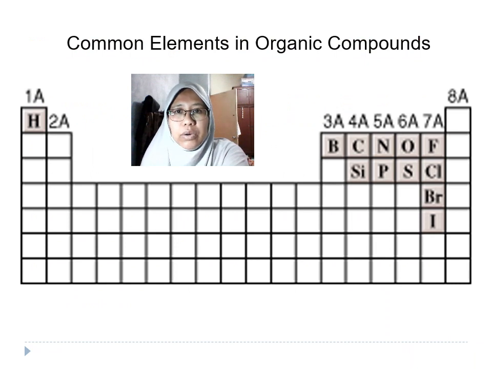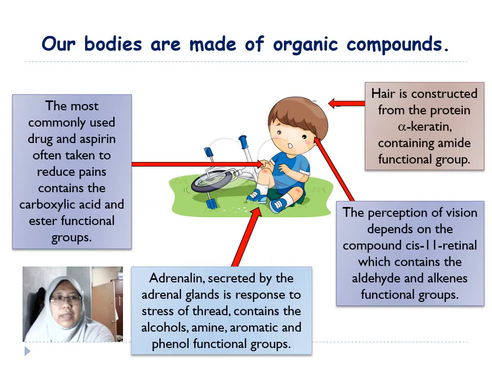Common elements in organic compounds are, of course, the first one is carbon of group 14, and then the second is hydrogen, the first element. Apart from that, we also have a lot of oxygen and nitrogen. We also have a lot of halogens of group 17. And then we have sulfur, phosphorus, silicon, and boron in small amounts. Our bodies are made of organic compounds.